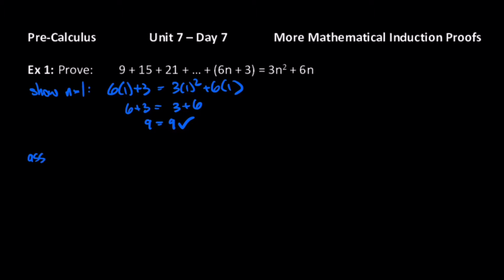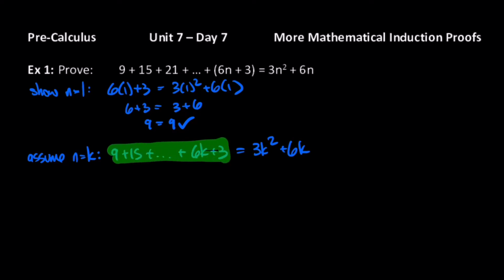Next, we assume it works for n equals k, which basically means take your expanded notation, replace the n's with k's. All right, so doing that, I get 9 plus 15 plus dot dot dot plus 6k plus 3 equals 3k squared plus 6k. Now remember from prior lesson that this has to be included in our next step, because what we do next is the prove step. Prove n equals k plus 1.